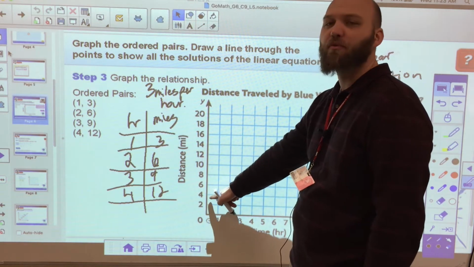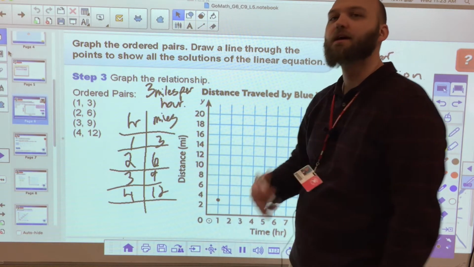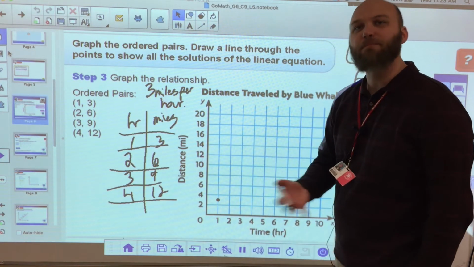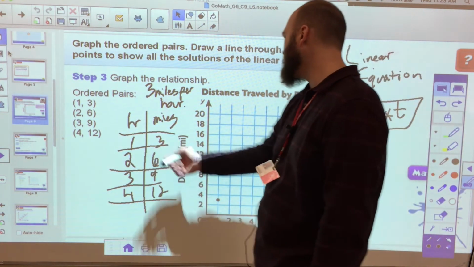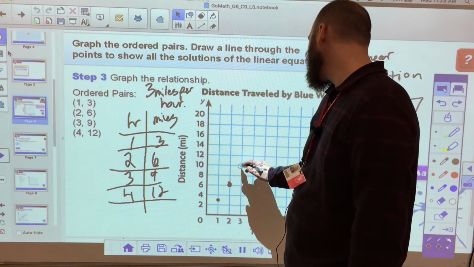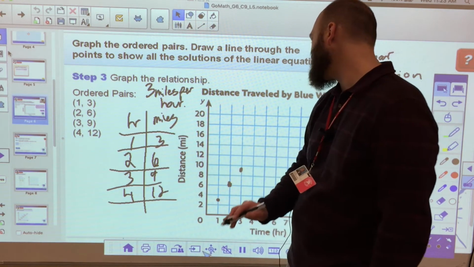You'll notice I don't have a 3 on my chart, so I do the best I can, going halfway between 2 and 4. This is not necessarily an exact science yet, but you really want to be as close as you can be. 2 to 6. 3 to 9, which is halfway between 8 and 10.